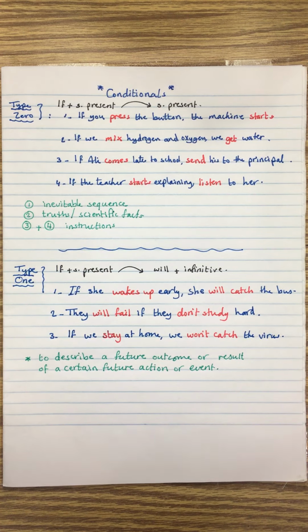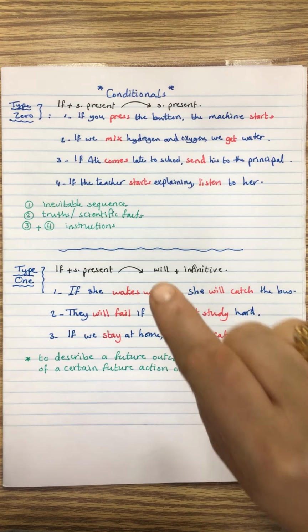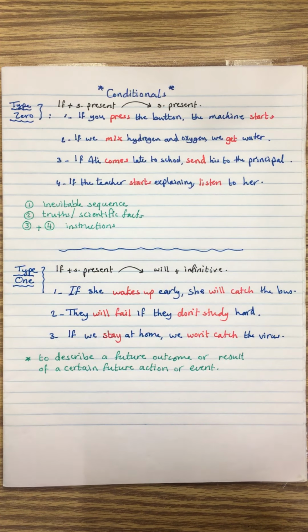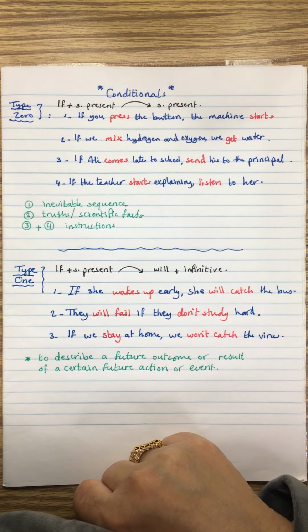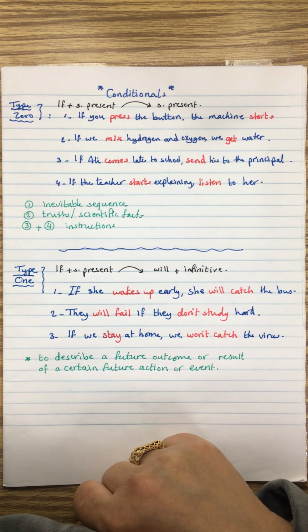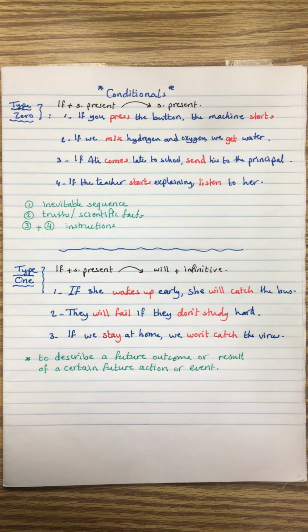Now, conditionals, type 0. Of course, if sentences have two clauses, two parts. In type 0, the first part takes if plus simple present, and the second part takes simple present. And we usually use type 0 either for inevitable sequence, it means إجراءات أو نتائج محتمة الحدوث, or we use it with truths and scientific facts مع الحقائق العلمية, or we use it with instructions. These are the three cases in which we use type 0, and we use simple present in both clauses.